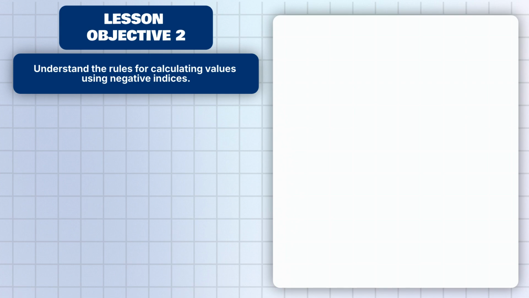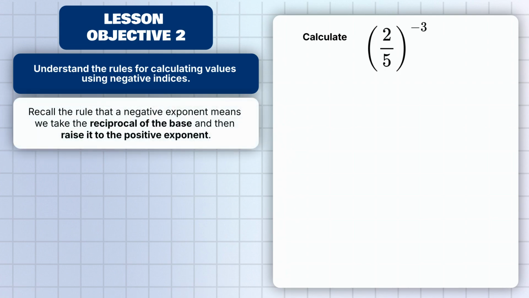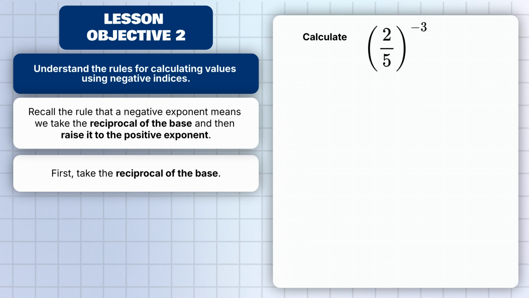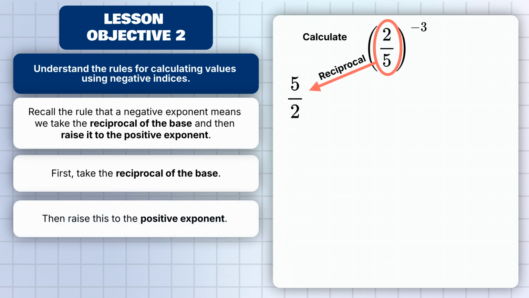Let's look at a slightly more complicated example. Calculate 2 over 5 to the power of minus 3. First, we know that a negative exponent means that we need to take the reciprocal of the base and then raise it to the positive exponent. So in this case, the base is 2 over 5, so we need to take the reciprocal of that base. The reciprocal of 2 over 5 is 5 over 2. We then need to raise this to the same exponent as the original question, but now it becomes positive rather than negative. So we get 5 over 2 to the power of 3.